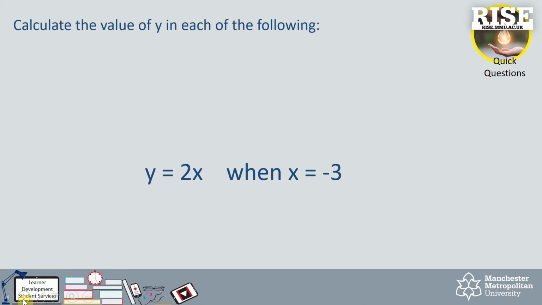What about when the value we're substituting in is negative? You're free to use your calculators in this case, but if you can do it in your head, that's even better. Y equals 2x when x equals negative 3. So I need to calculate 2 times negative 3. I know that a positive times a negative gives a negative answer, so 2 times negative 3 would be negative 6.